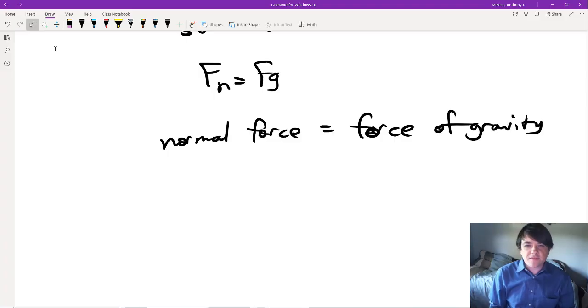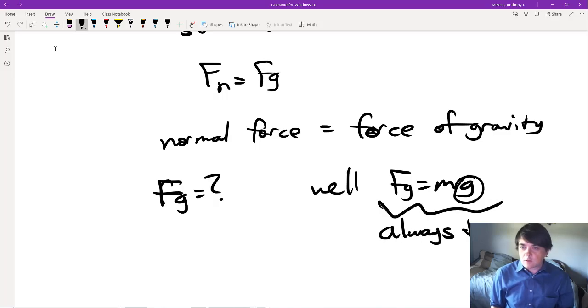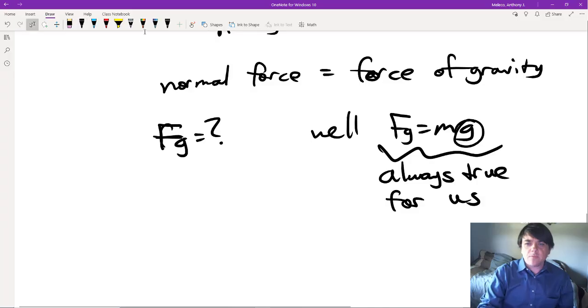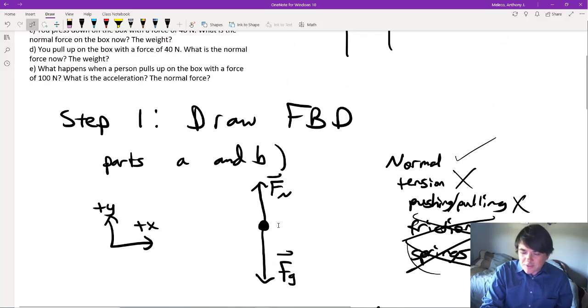Okay, that's good to know, but what does Fg equal? Well, Fg equals mass times gravity, okay? And this itself stems from F equals ma, where the acceleration is g, okay? And this is always true for us, okay? In fact, on a lot of free body diagrams, if people are doing that, they'll sometimes write mg down, okay? Just to denote that instead of Fg. I usually, like I said, like to leave it as just the force of gravity because it makes it consistent. It tells you it's a force.